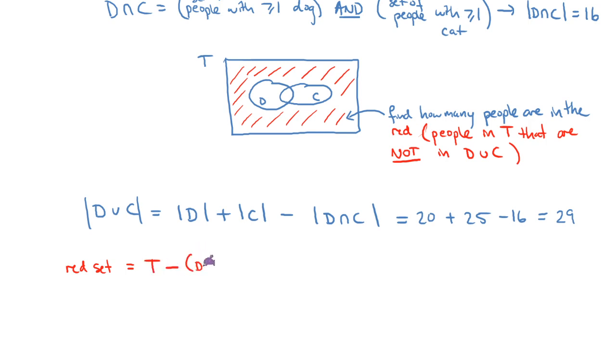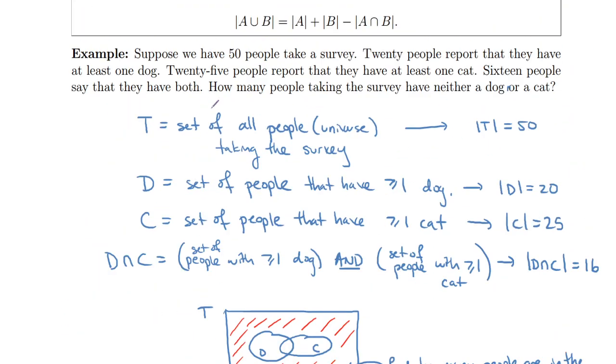So it actually would be the set deletion. If you took the universe and you took out the stuff in that union, the size of the red set is actually the size of this. That would be the total number that took the survey minus the size of this union that we just calculated. So how many people took the survey is 50.